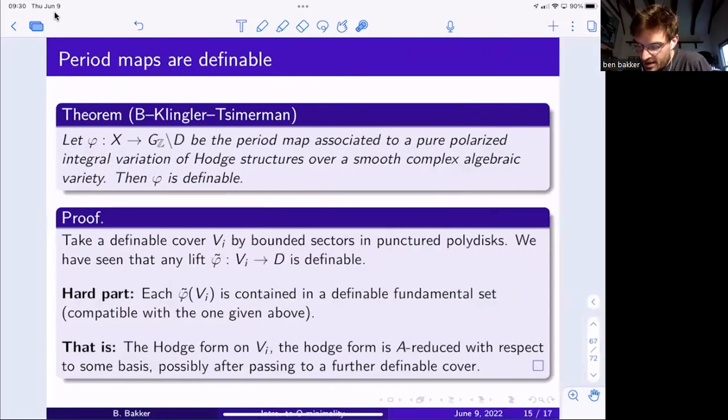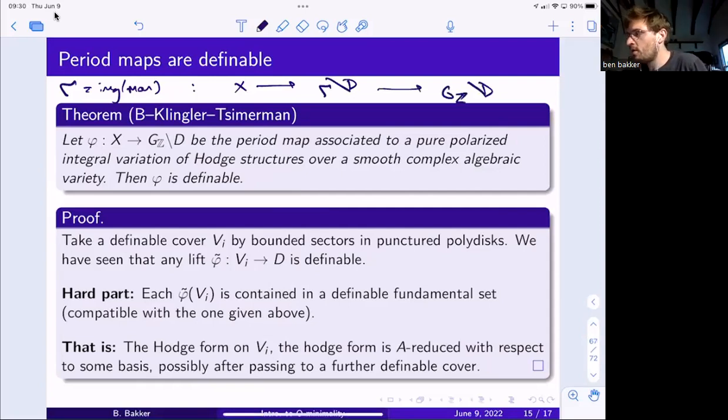So I think what you're saying is, if you take gamma to be the image of the monodromy of the variation of Hodge structures, then this period map in fact factors through just modding out by the monodromy. Yes. But this guy has a natural definable structure. This guy usually does not, because gamma could be some weird thing.